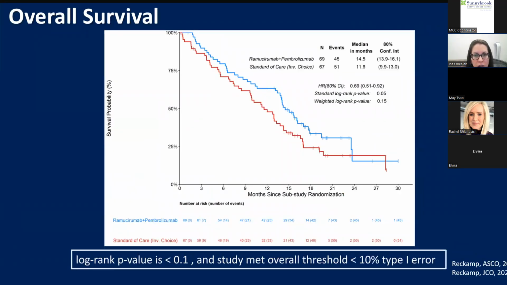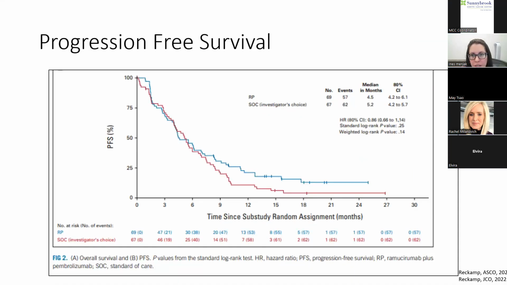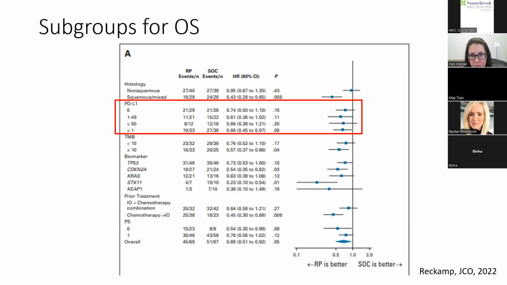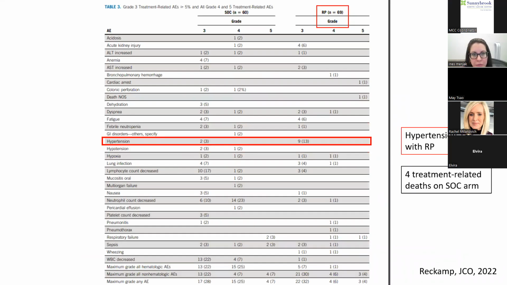So the primary endpoint was overall survival. The overall survival data showed a statistically significant benefit for this, which was 14.5 months versus 11.6 months, hazard ratio of about 0.7. The progression-free survival was not statistically significant, and numerically it was about 1 month. Just wanted to highlight for the subgroups that the benefit did not appear to vary by PD-L1 expression. This was taken from the JCO publication.